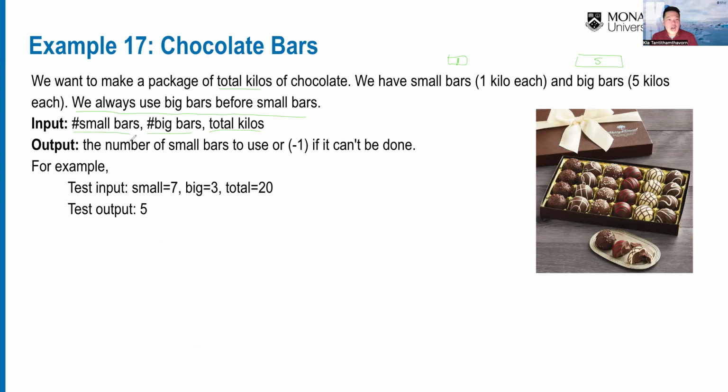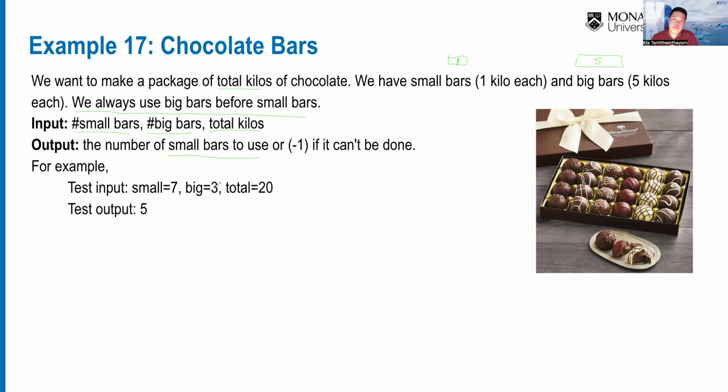Okay. And the output should return how many small bars we need to use, okay? Or return -1 if it cannot be done at all, right? Let's take a look at this example. We have 7 small bars in the stock.